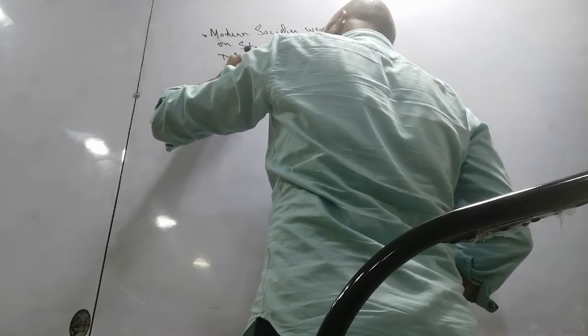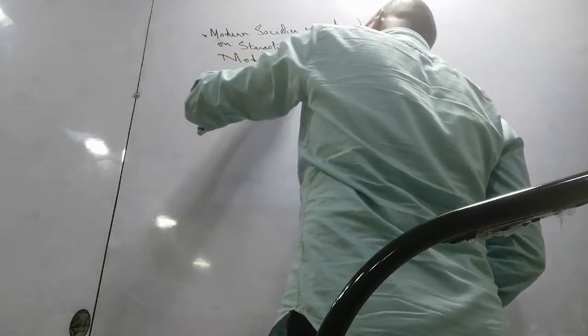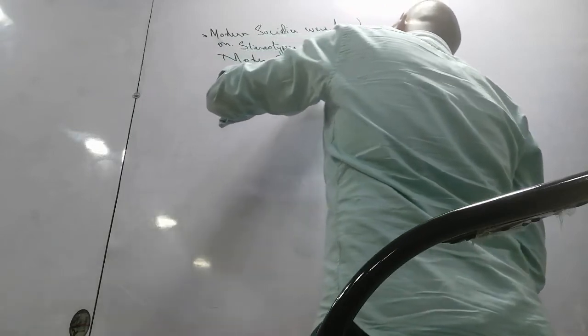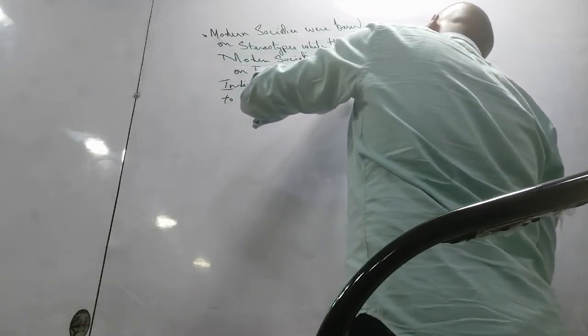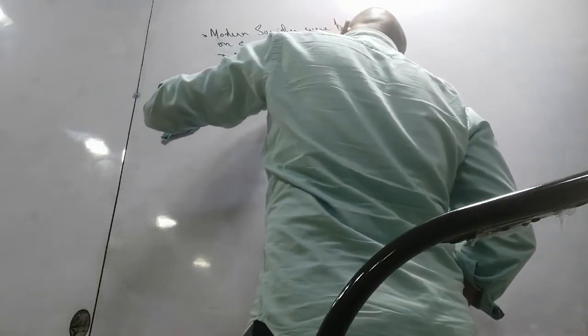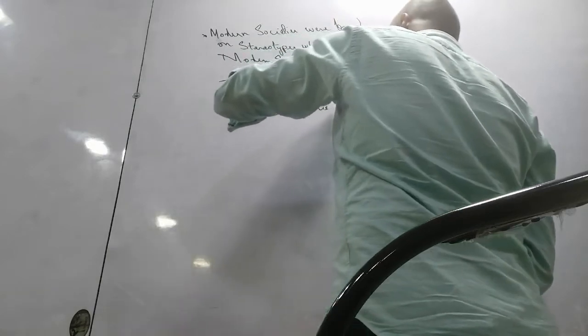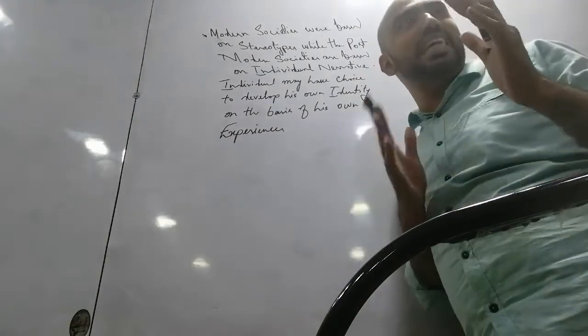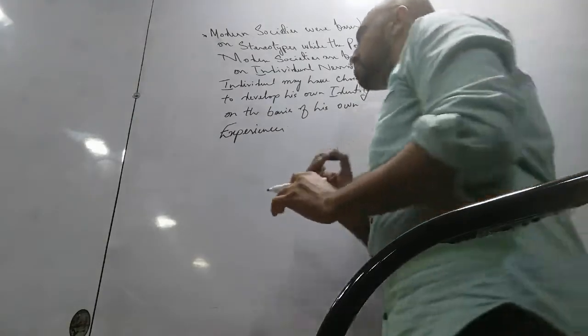Individuals may have a choice to develop their own identity on the basis of their own experiences, while in the previous societies, individuals were forced to follow a particular set of truth. Am I right?